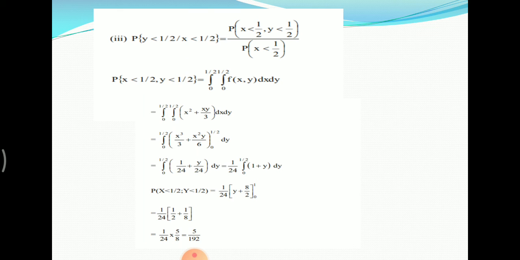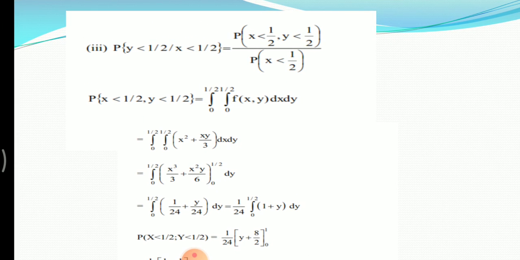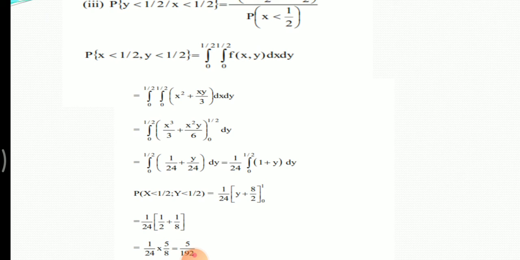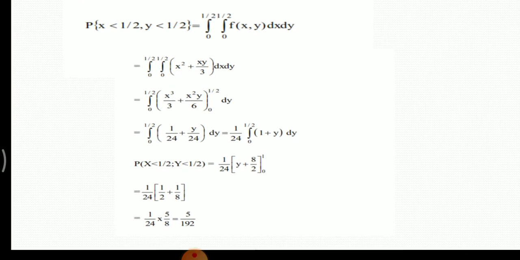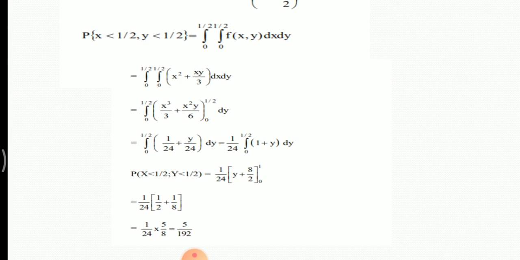Next step, Y less than 1 by 2 given X less than 1 by 2. The formula is given. First, the numerator value from the integration, P of X less than 1 by 2, Y less than 1 by 2. So 0 to 1 by 2 and 0 to 1 by 2 are the limits of x and y. Now f of x comma y is also given in the question. Similarly we integrate first with respect to x and then y. So the answer is 5 by 192.